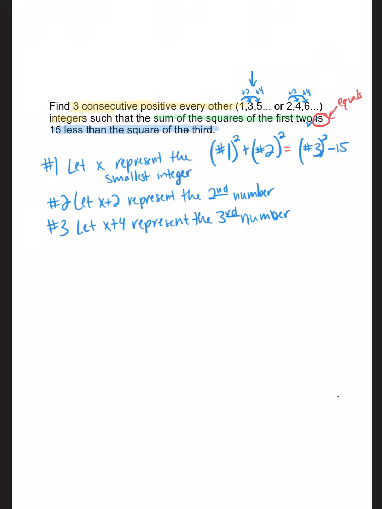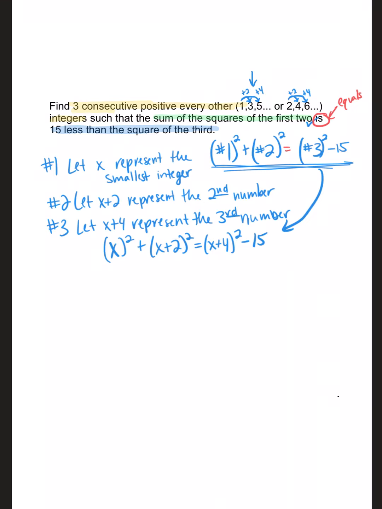And then we're going to put these little algebraic expressions into this equation that we've basically created up here. So instead of using number 1, number 2, and number 3, we're going to use these variables we've assigned. So instead of number 1, we're going to say x squared. Instead of number 2, we'll say x plus 2 squared. And that's going to be equal to x plus 4, which is my third number squared, minus 15. So now we've created this algebraic equation that we can try to solve.